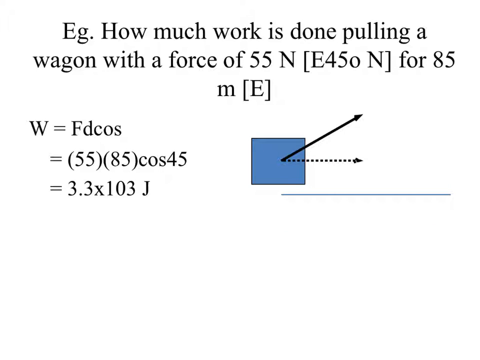For this one, again, it's not really that hard. If you're pulling the wagon now with a force of 55 newtons east, 45 degrees north, for 85 meters east, you would just say, work is Fd cos theta. So it's 55 times 85 times the cos of 45, and you get 3.3 times 10 to the third joules. By the way, you'll notice there's no direction on that. Work is a scalar. Work and energy are how much. There's no directional component to them at all.